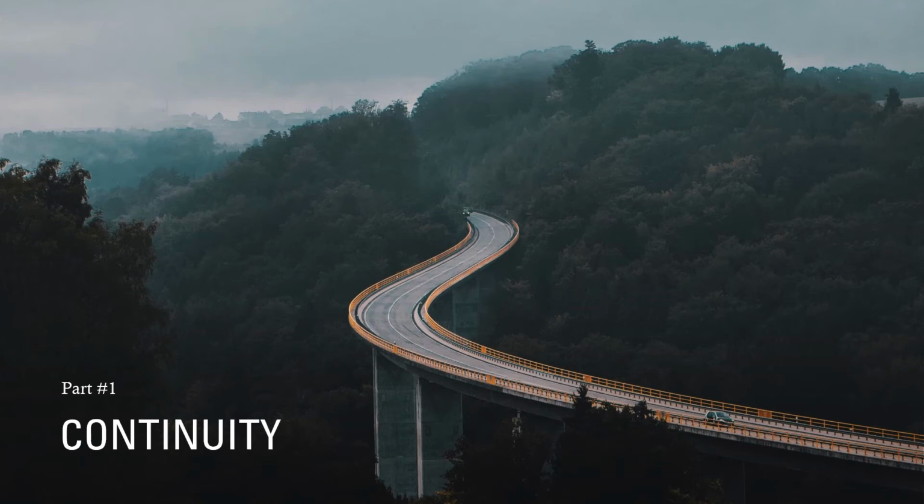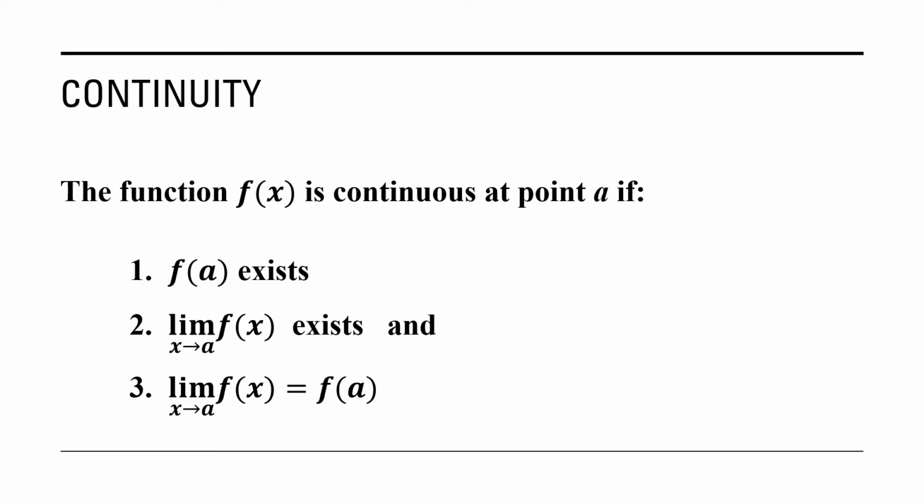Continuity, Part 1. The function f of x is continuous at a point a if 1. f of a exists, 2. The limit as x approaches a of f of x exists, and 3. The limit as x approaches a of f of x is equal to f of a. So you need to be able to show all three of these things in order to say that f of x is continuous at point a.